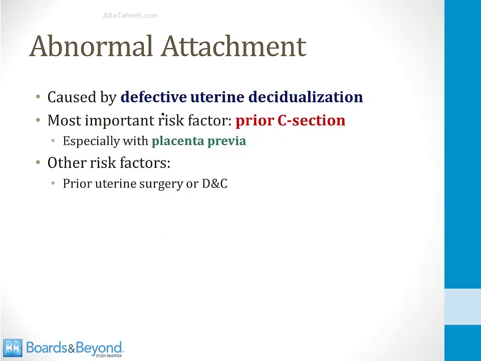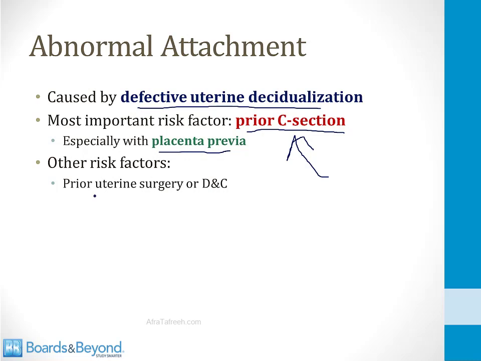As I said before, the primary problem in abnormal placental attachment is defective uterine decidualization. If the decidual layer either does not form at all or does not form normally, that's what leads to these problems. And the most important risk factor is a prior C-section. The idea here is that a C-section leaves scar tissue behind in the uterus, and that scar tissue can prevent the decidual layer from forming normally. This is especially true if a woman's had a prior C-section and now she has a placenta previa, which, as we talked about earlier, is the placenta covering the cervical os. In that situation, a prior C-section, now with a placenta previa, there is almost always abnormal uterine attachment.